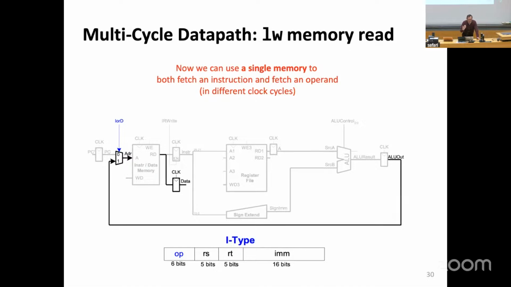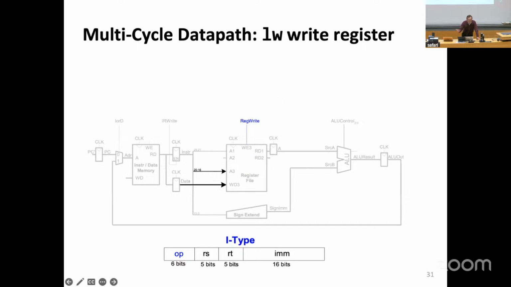Okay, so now we read the memory. Oh, okay, this is the address that we input into memory. We get the data after some point. We latch it in a different register. And that data is going to go to the register file in the final state of execution of the load.